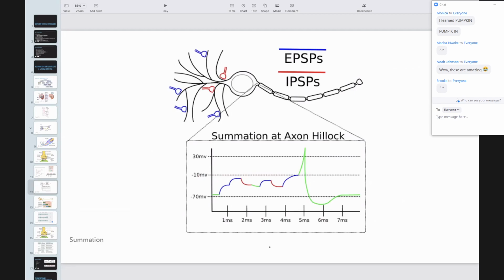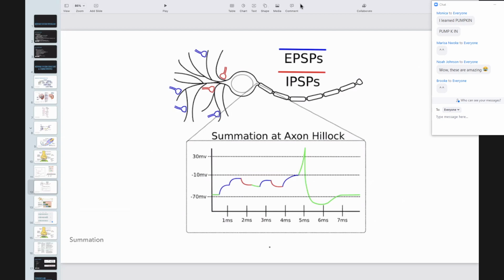If it's excitatory, let's say these blue ones are excitatory, this neurotransmitter is going to allow sodium to rush in to the dendrites. So we have some voltage change in these dendrites, and it's going to travel to the cell body and accumulate at the axon hillock. If it's strong enough, it will signal an action potential.